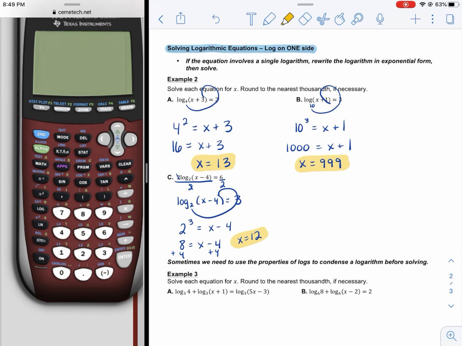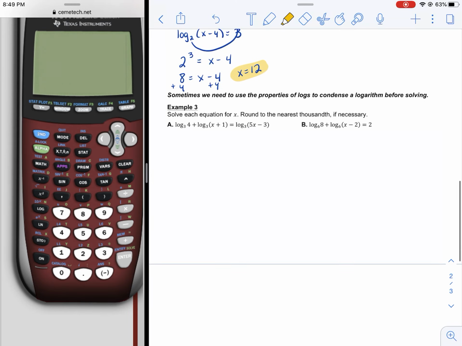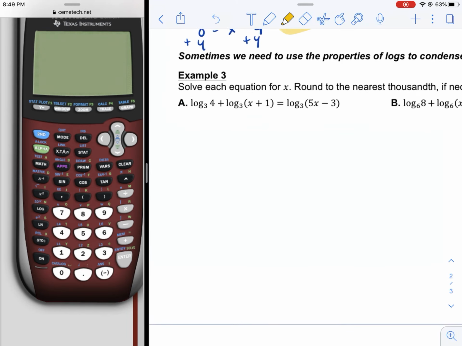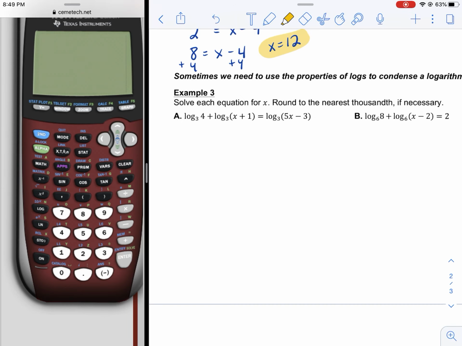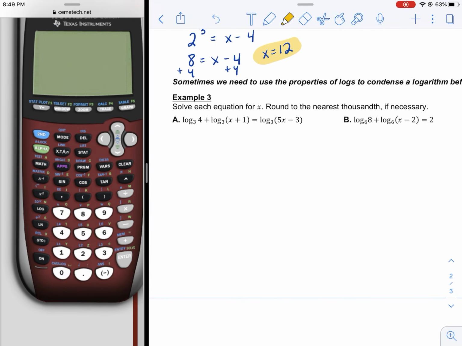Now, the last set of examples, it says sometimes we need to use the properties of logs to condense a logarithm before solving. All right, so in the next set of problems, we're going to use either the product or the quotient rule. Actually, it looks like we're going to be using the product rule in both of these. Okay, so in order to solve these, we're going to start by condensing the left side of the equations. So in this problem, we have 2 logs on the left and 1 log on the right.